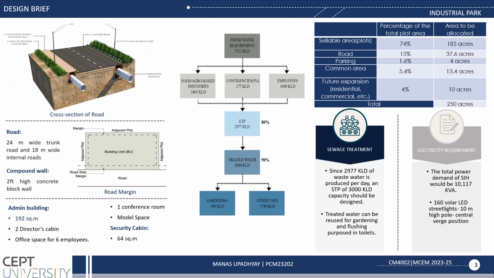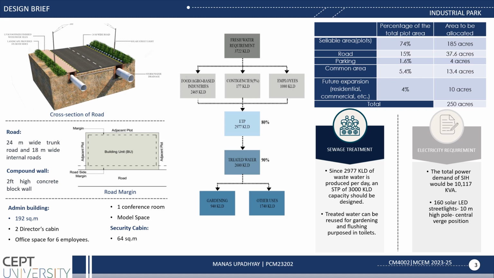This is the water balance requirement process. As per the GIDC guidelines, 50 KLD per hectare is required for industries such as agro industry and food processing industry. Also, we have assumed 50% are working in each industry. Per person, 135 liters are required per day. So fresh water required is 3722 KLD, which also includes 5% contingency. The ETP shows 2977 KLD. Out of this, 90% of water can be used as treated water, which is 2680 KLD. Out of this, 90% of water can be used for gardening purposes and other uses.